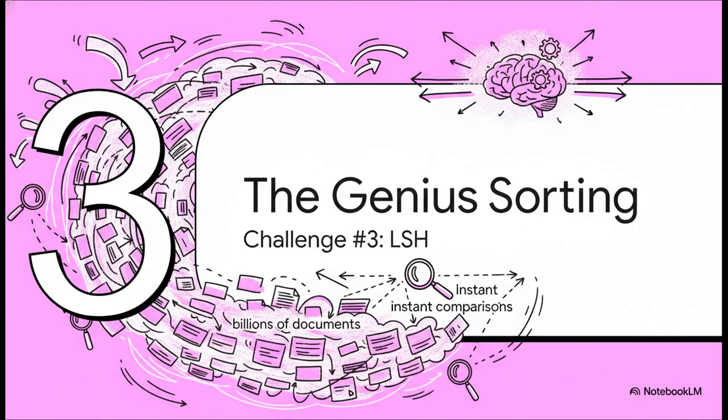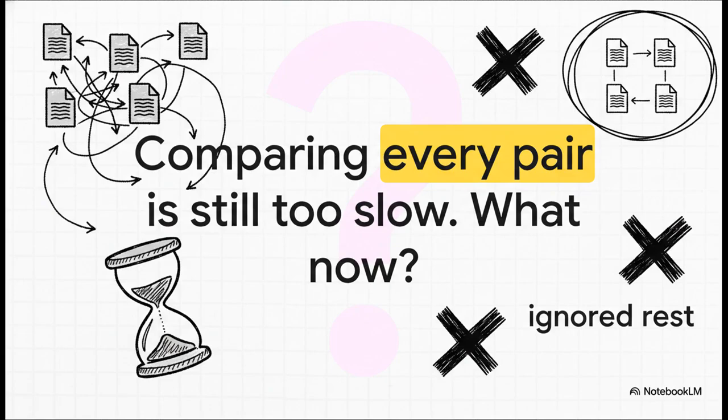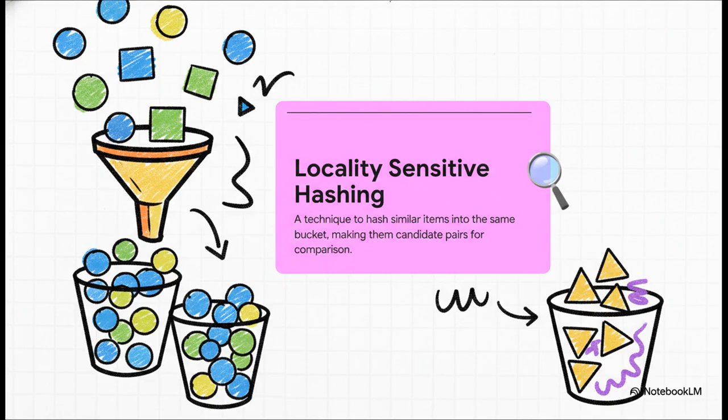And this is where the true genius of the system really shines. Right, even if each comparison is instantaneous, trying to compare every single document to every other one is that same insane math problem we started with. It's just not going to fly. What we need is a clever way to find the likely matches without having to check everyone. And the solution to this is a technique called Locality-Sensitive Hashing, or LSH for short.